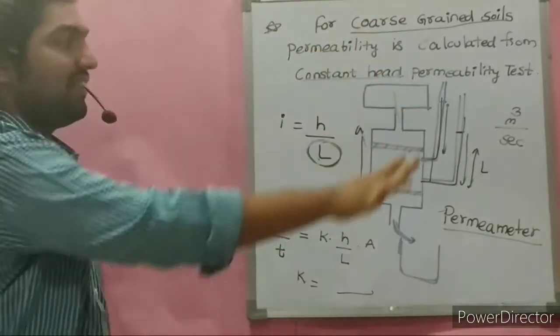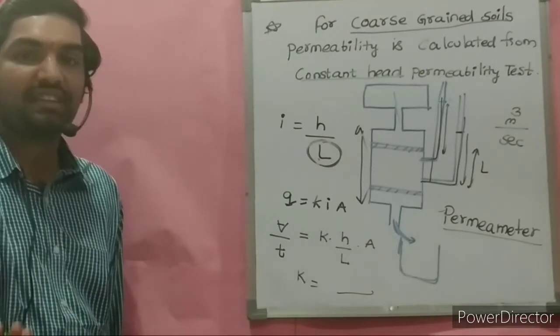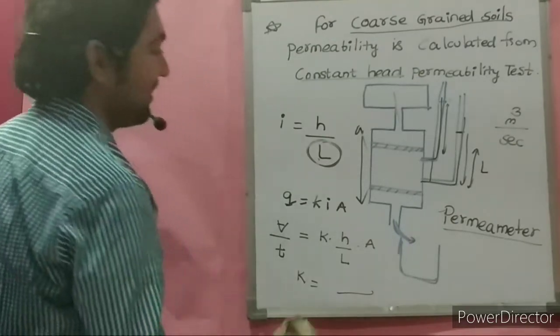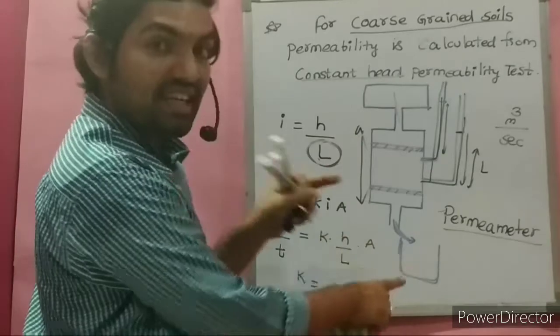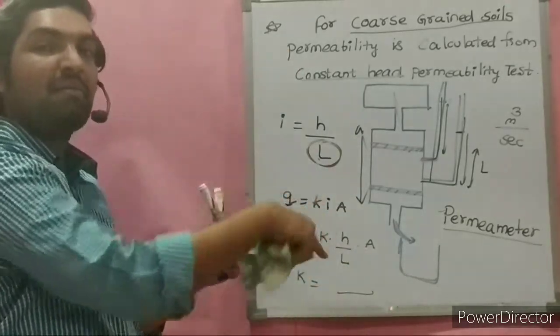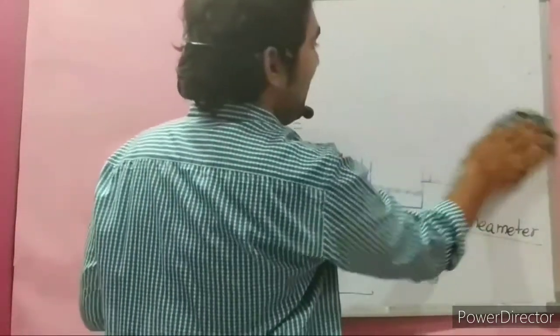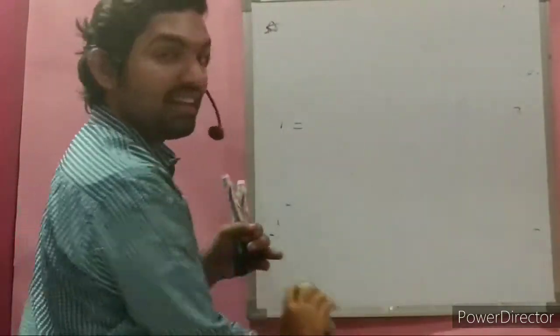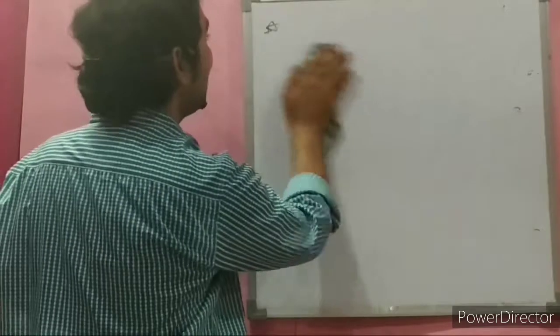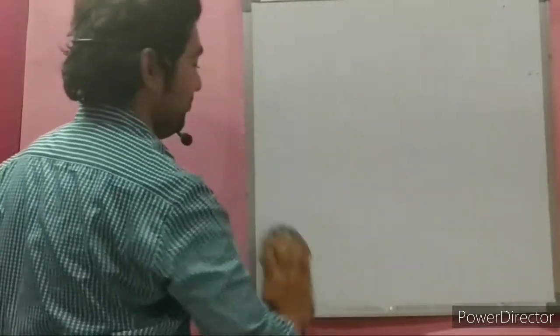So this is the story regarding coarse grained soils. There is always a specific measuring device because the permeability rate is very high. We will also describe fine grained soils and end this session. Don't worry.